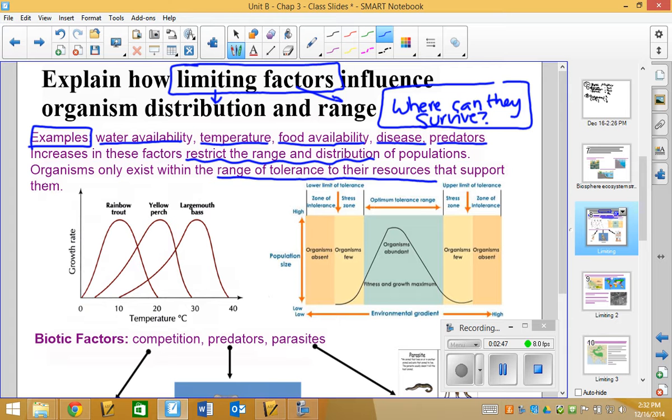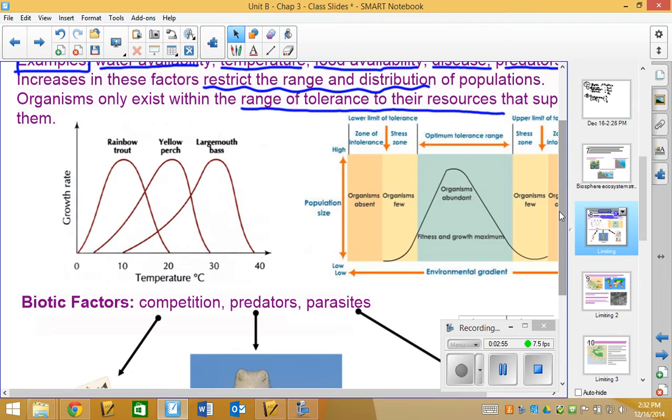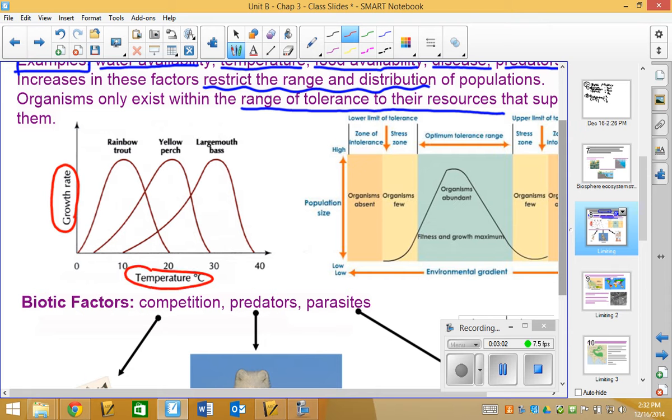So on the left here, I have a graph, and we'll just make it a little bit bigger. On the left, there is a graph that is really specific. It is showing growth rate as compared to temperature for three different types of fish: rainbow trout, yellow perch, largemouth bass. And what this is trying to illustrate is that each fish has a different temperature where their growth rate is at its maximum. So I'm focusing on this point here, the maximum. The point where their growth is maximum would obviously indicate to me that they like that temperature the best. That is the most productive temperature for them.